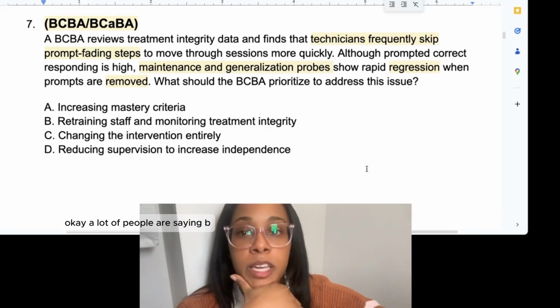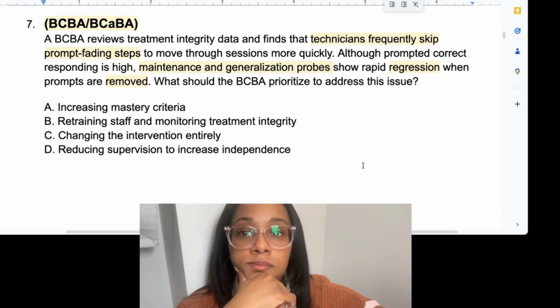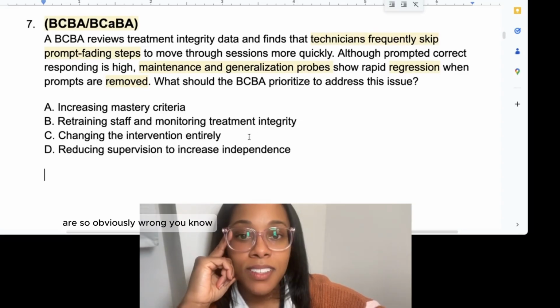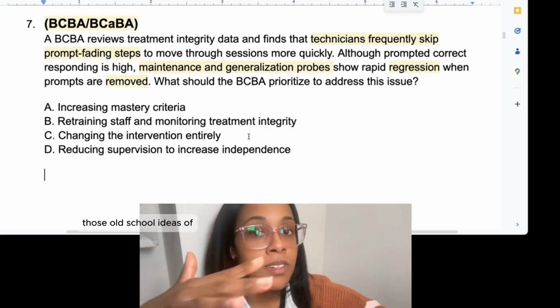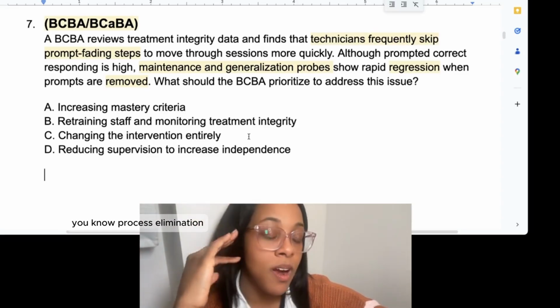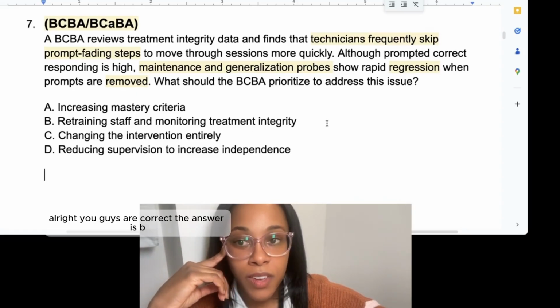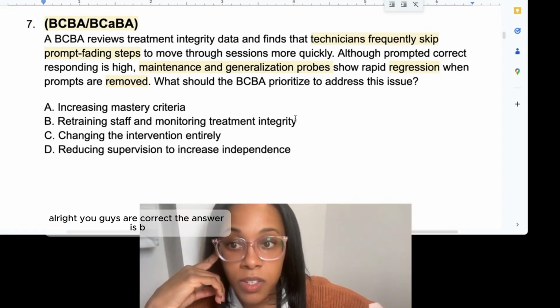Okay, a lot of people are saying B. And some of them, when you're taking the exam, are so obviously wrong. Those old school ideas of process of elimination, they work. All right, you guys are correct. The answer is B.